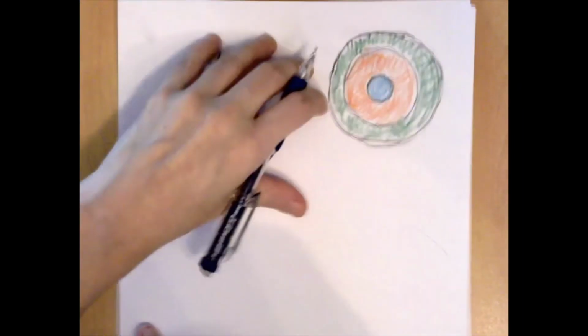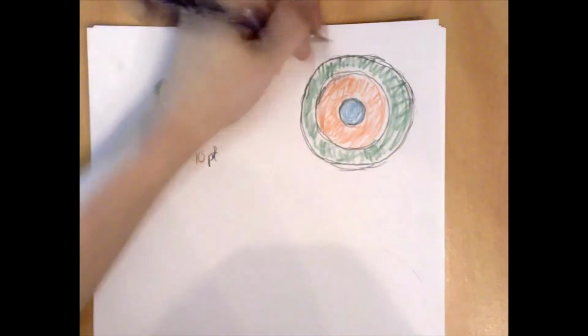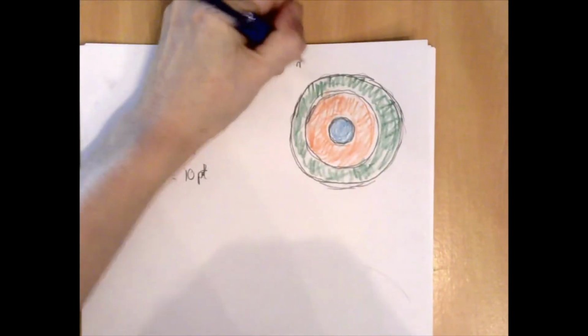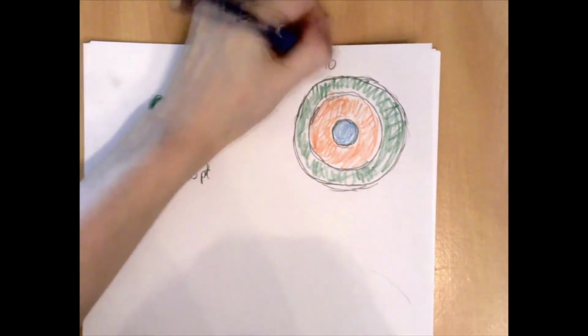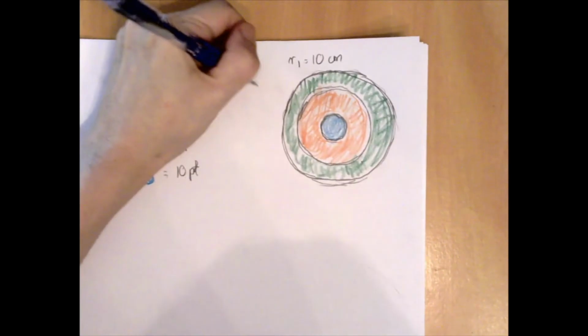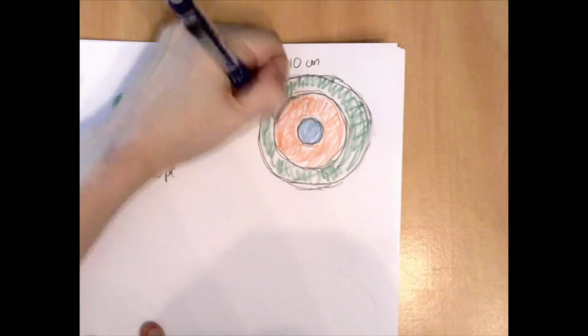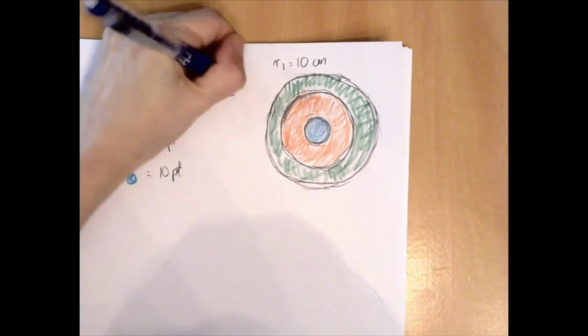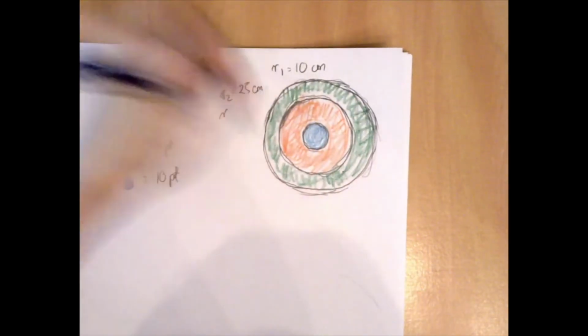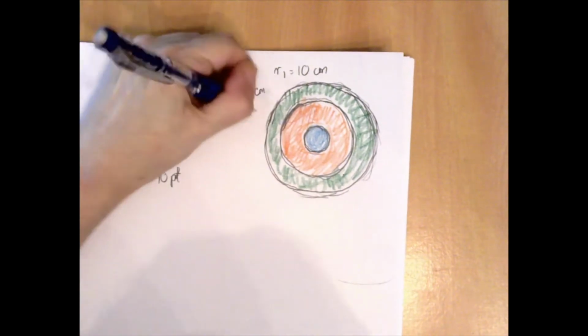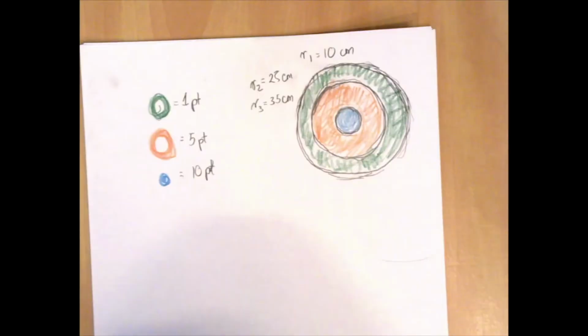The radius of all three circles are given, and they have the same center. First, the radius of the blue circle is 10 centimeters. The radius of the second biggest circle around the orange region is 25 centimeters. The circle around the green region is 35 centimeters. Now the question is, given this scenario and a random throw, what is the expected value of the number of points we win by throwing a dart?